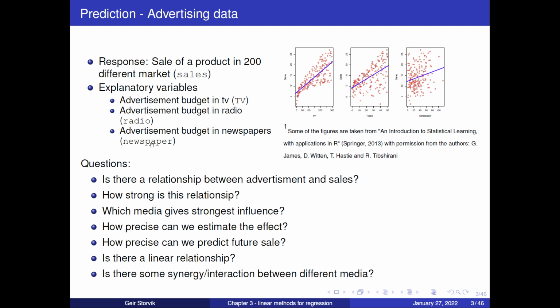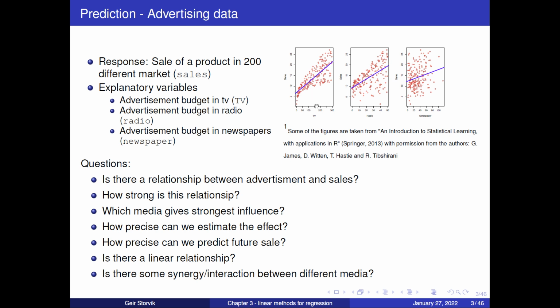But there are many questions that we can pose in this setting. First of all, given that we only have the data, can we actually say that this relationship is linear, or is it something else? And how strong is the relationship?